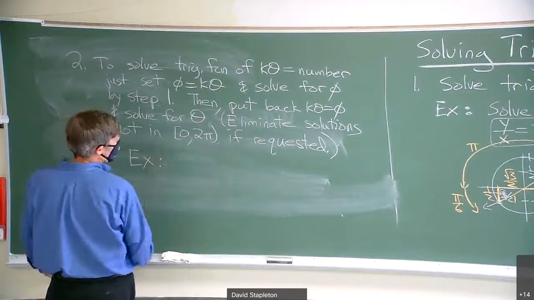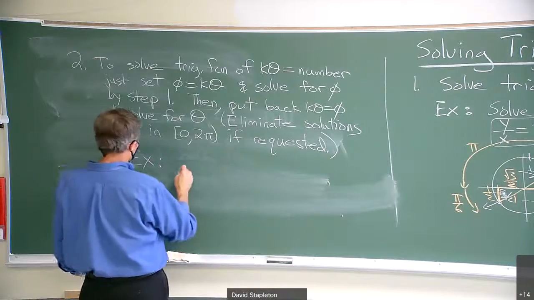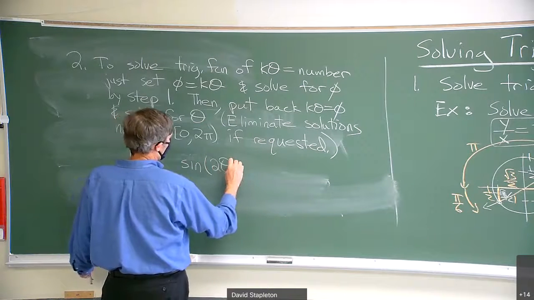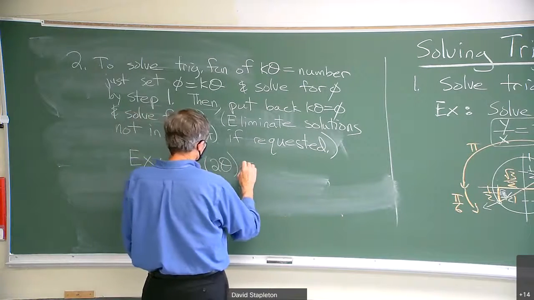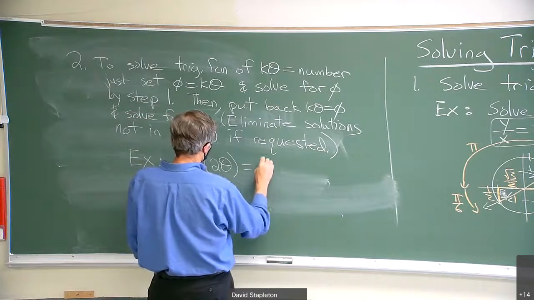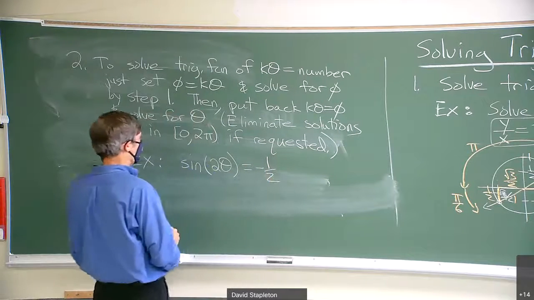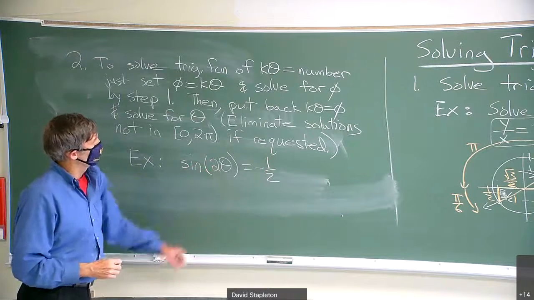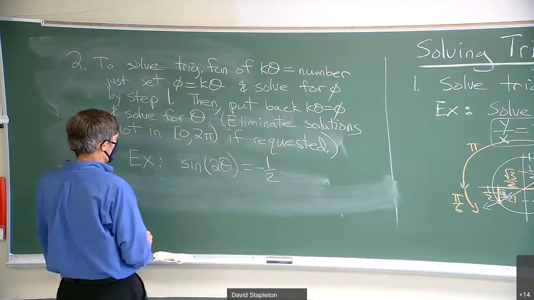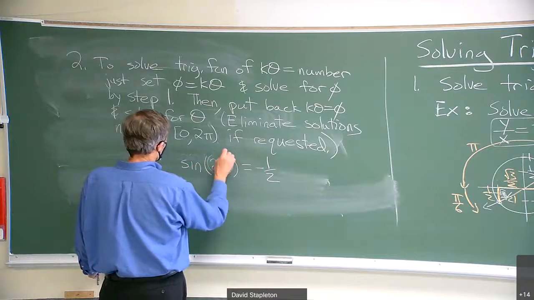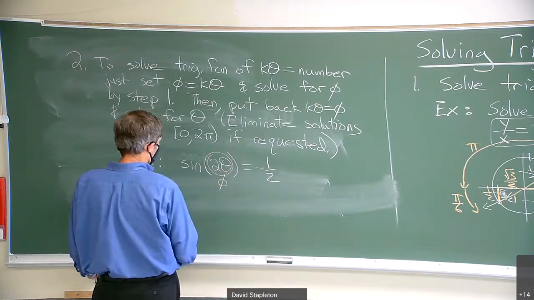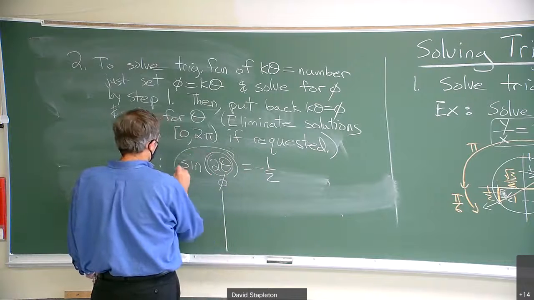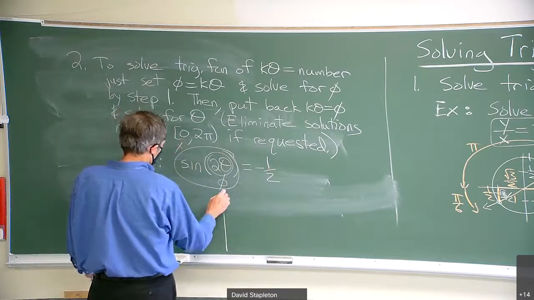So for example, I might say, solve sine of 2 theta equals minus a half. How about that one? Trig function of k theta equals a number, where k is 2 in this case. What you do is just replace this with phi, or whatever your favorite letter is, and solve sine phi equals minus a half on the unit circle, saying sine is the y coordinate on the unit circle.